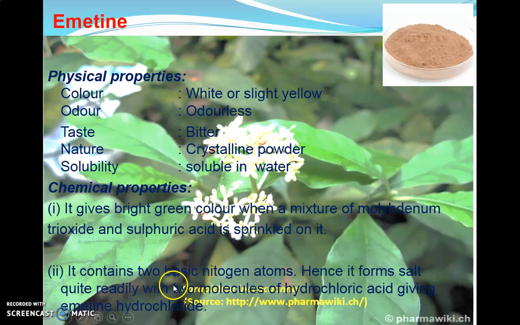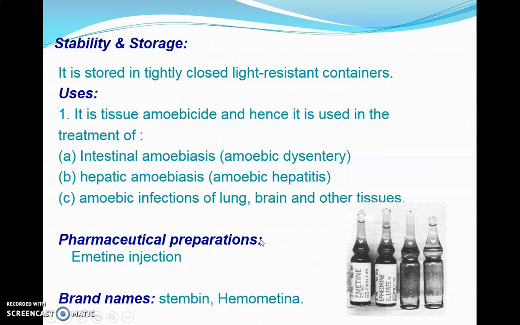Next chemical property: it contains two basic nitrogen atoms, hence it forms salt quite readily with two molecules of hydrochloric acid, and it gives emetine hydrochloride. So it is basic in nature, it will form a salt with the acid, that is HCl, and it will form the hydrochloride salt. Next, stability and storage of emetine: it is stored in a tightly closed, light resistant container.